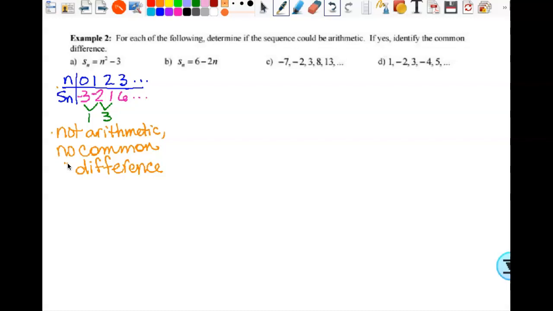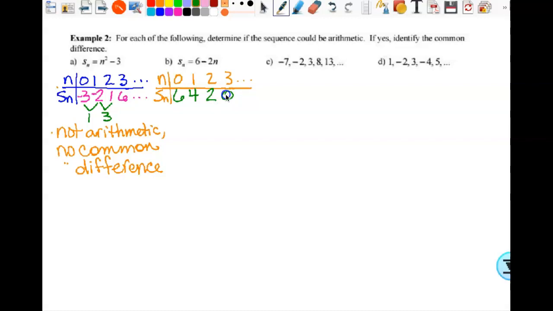All right. So let's do B, and I'm going to space things out better over here. So this is N. This is S sub N. 0, 1, 2, 3, ... So when I substitute in 0, what do I get? 6. 1 gives me 4. 2 gives me 2. 3 gives me 0.